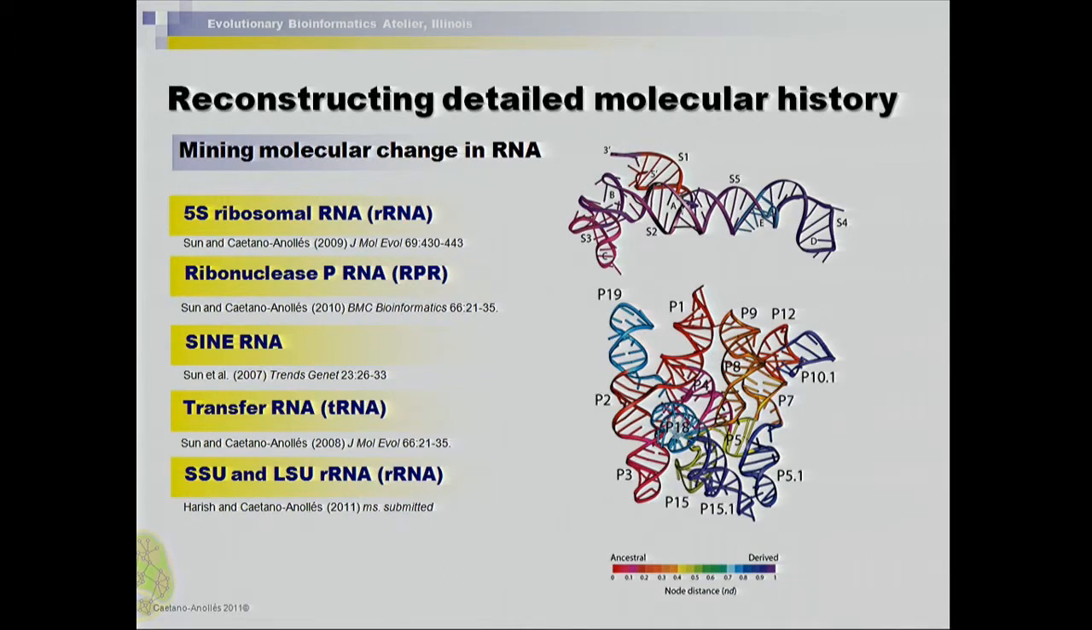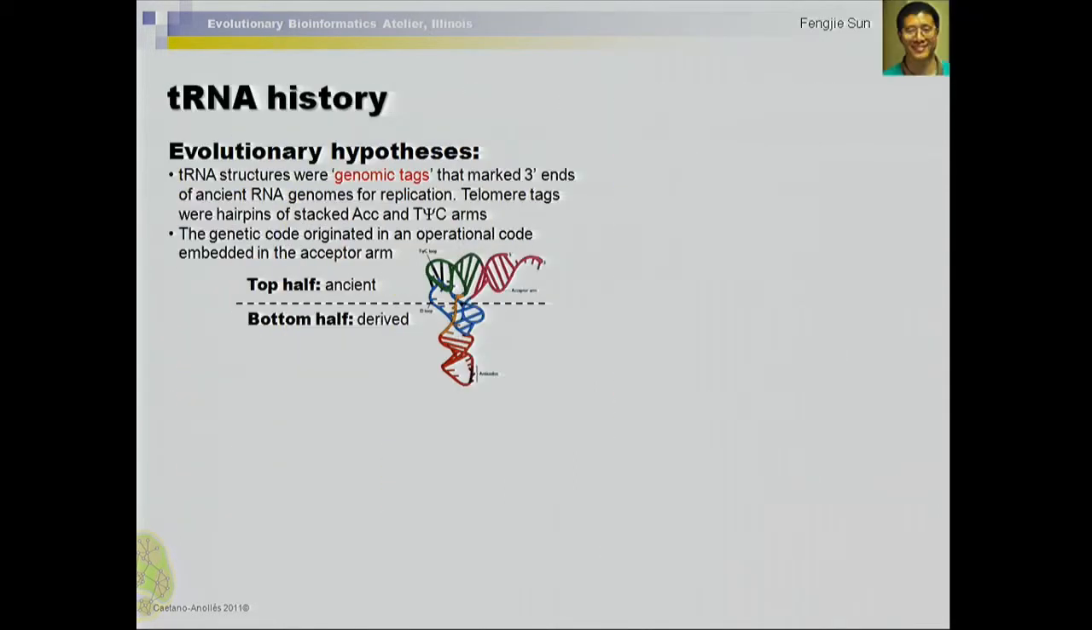So the reddish colors are very ancient helical segments in, let's say, 5S ribosomal RNA or RNase-P, and the bluish colors are very recent. And we've done this with a number of molecules. I'll just show transfer RNA and the ribosomal RNA as examples. So there have been some influential hypotheses in terms of the evolution of transfer RNA.